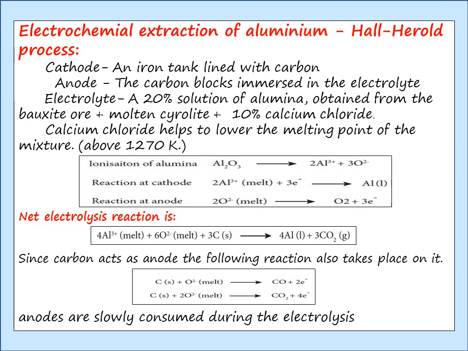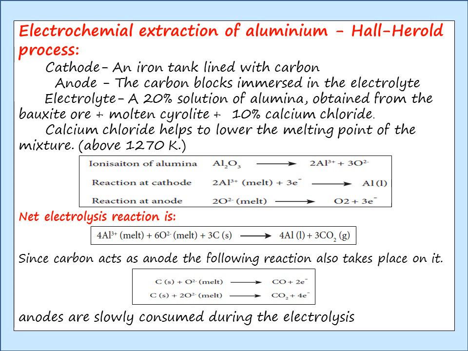What are the reactions taking place? Actually, this alumina will undergo ionization to give aluminium ion and oxide ion. At the cathode, reduction takes place. This aluminium ion, Al3 plus, will take up electrons to become aluminium in the liquid molten state, and at the anode, oxidation takes place. This oxide ion loses electrons to become oxygen. So the net reaction is aluminium ion reacts with oxide ion and the carbon blocks of the anode. You will get molten aluminium, then carbon dioxide gas.